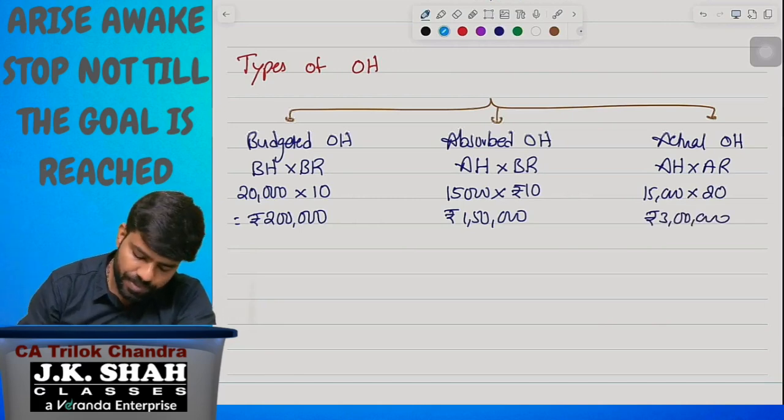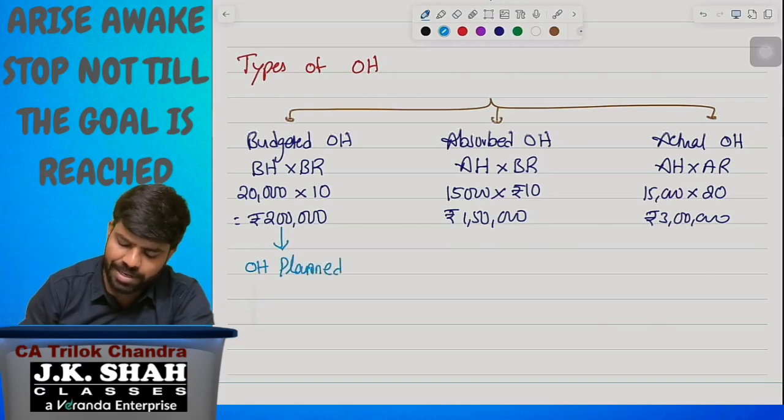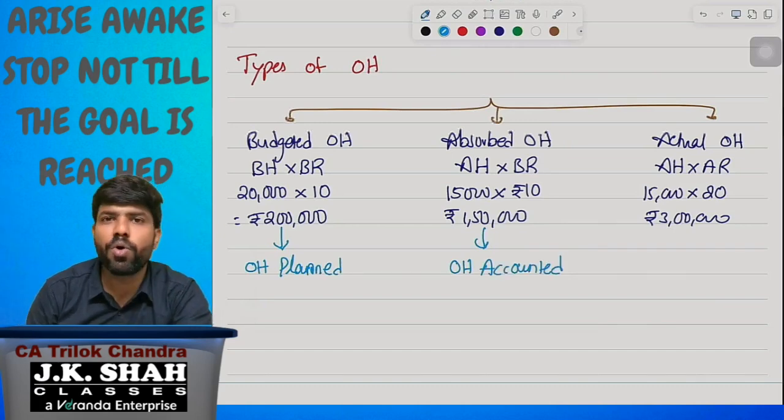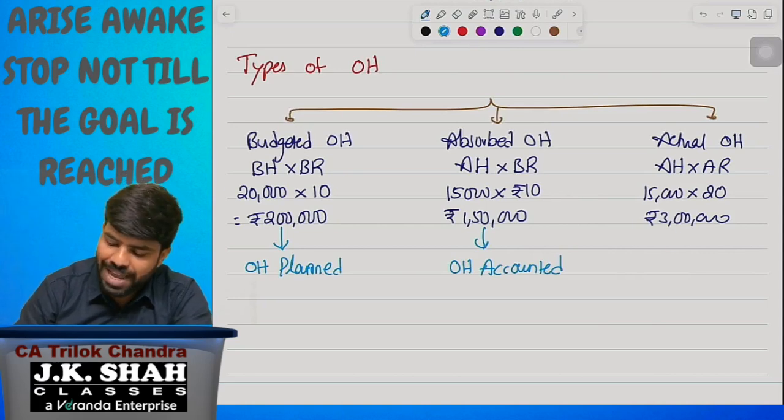As I told you, this 2 lakhs is called the overheads planned by the management, planned to incur. This is called overheads accounted. One more name for the absorbed overheads is overheads accounted. And finally, 3 lakhs is also called the overheads incurred.